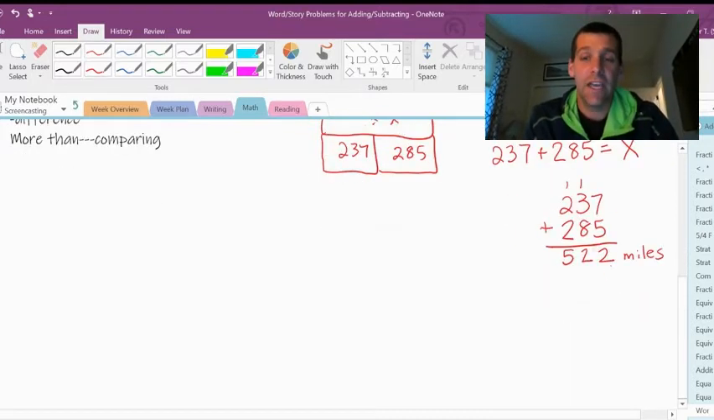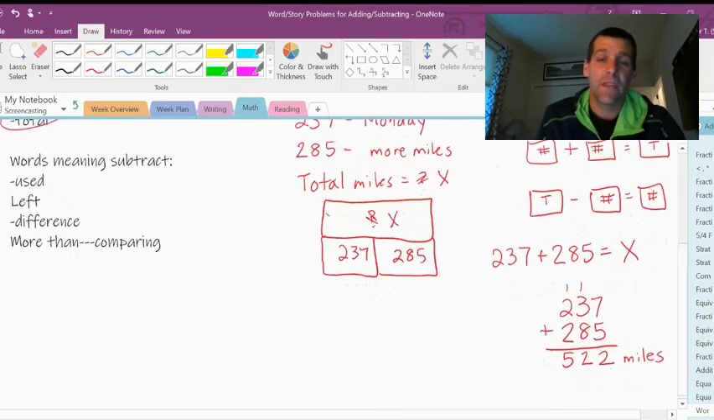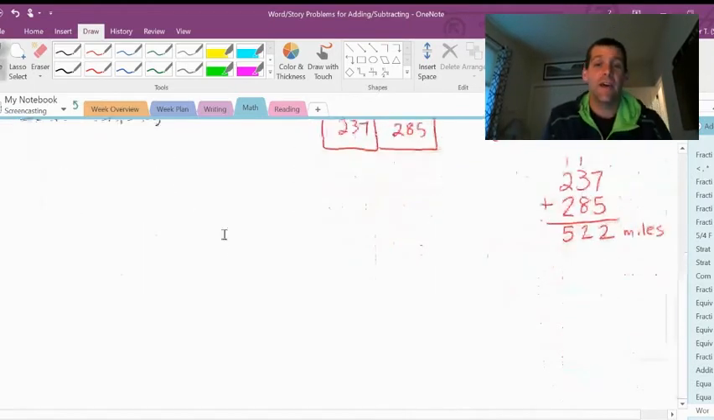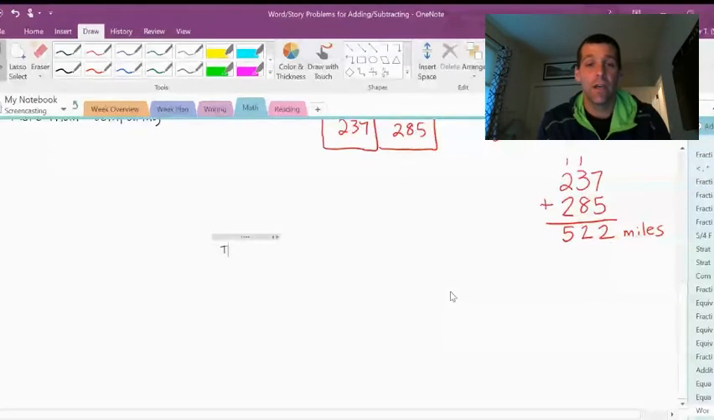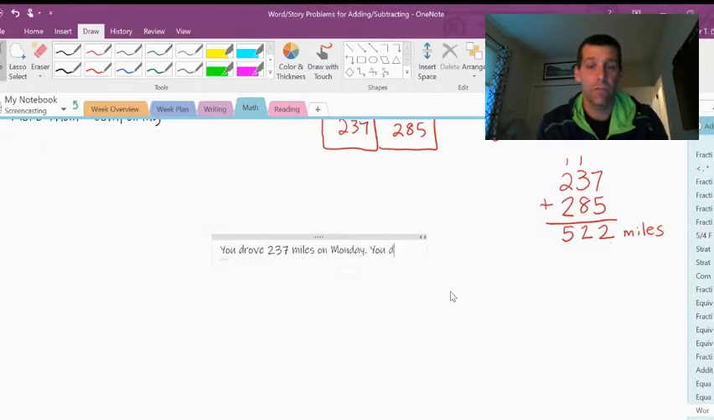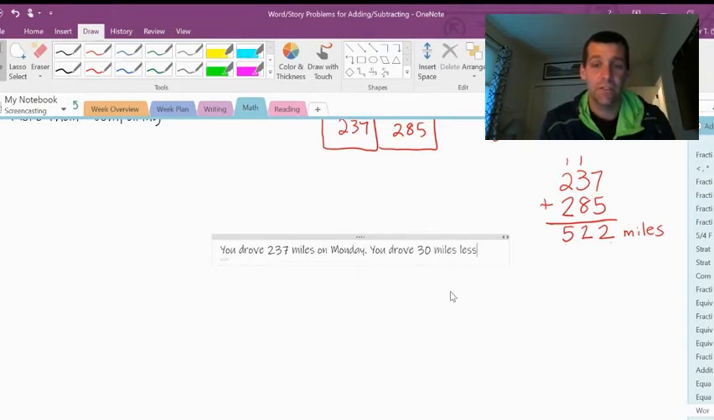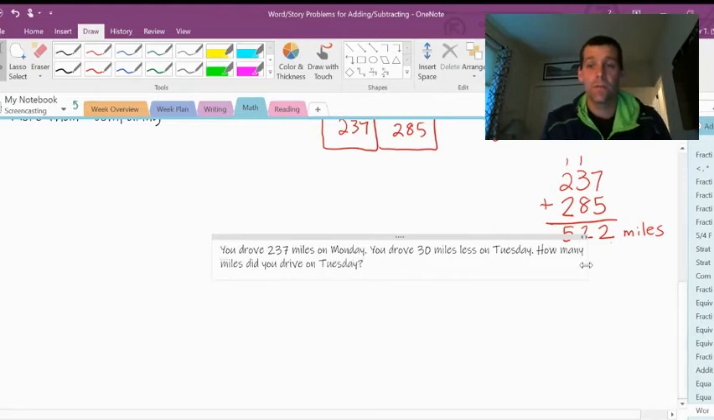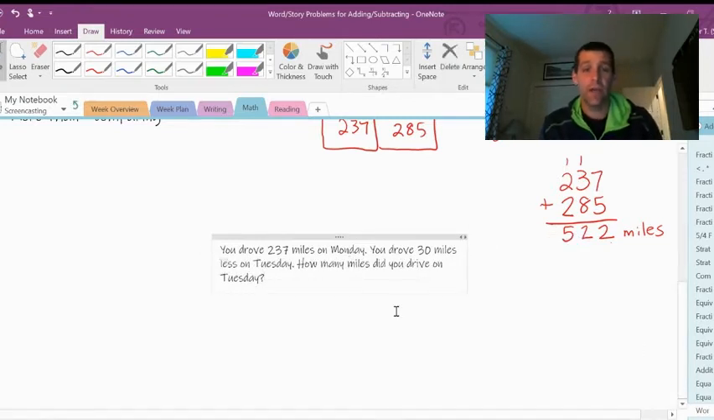I could come down here again, and instead, I can come over here and decide that I have something like the following. You drove 237 miles on Monday. You drove 30 miles less on Tuesday. How many miles did you drive on Tuesday? And I could also put in here again, how many total miles.